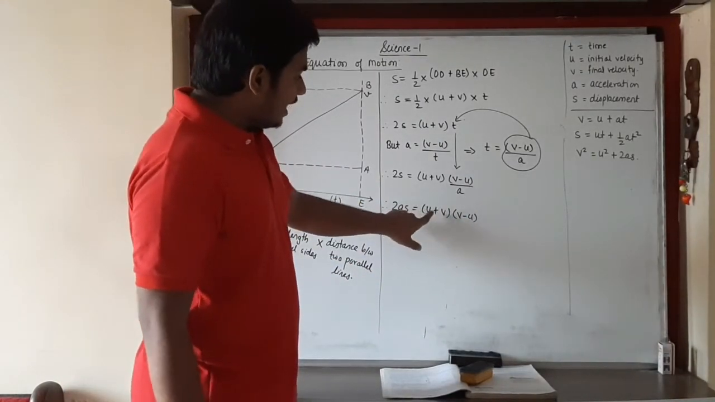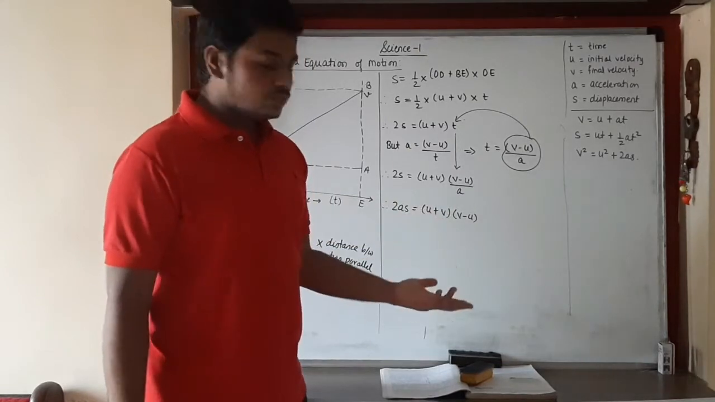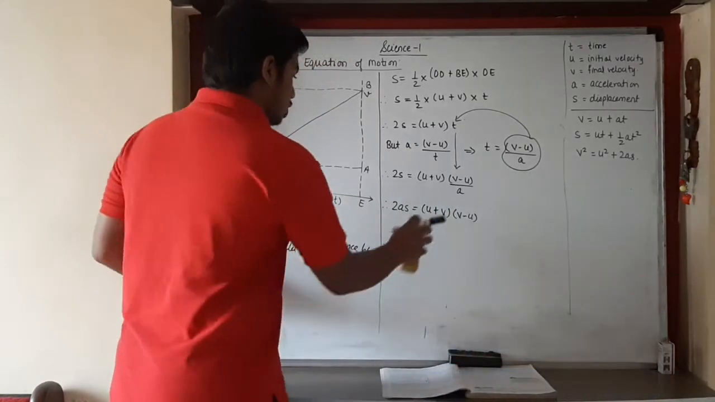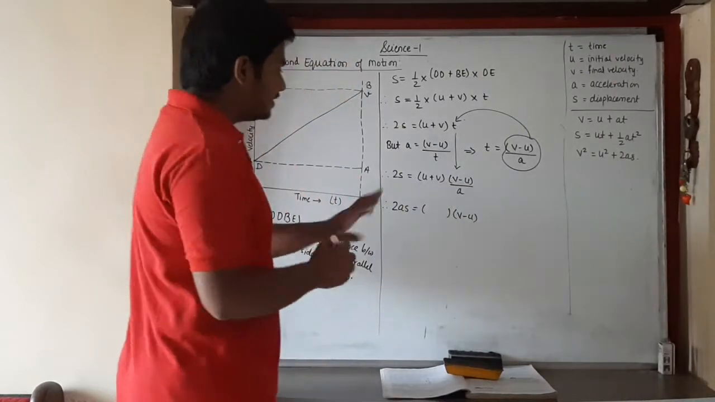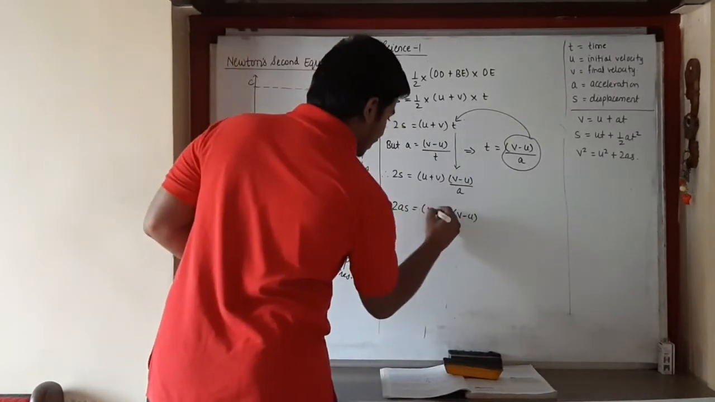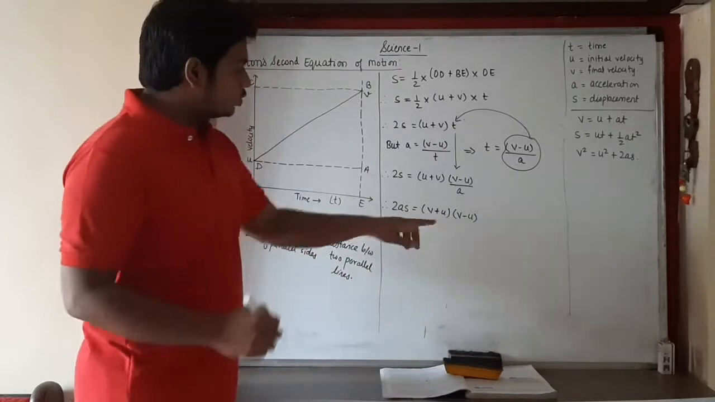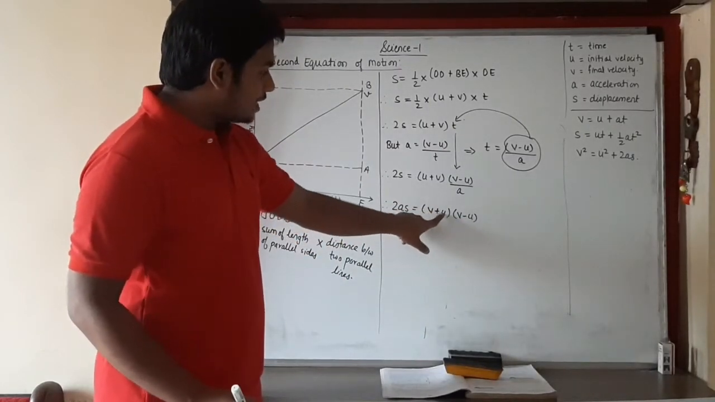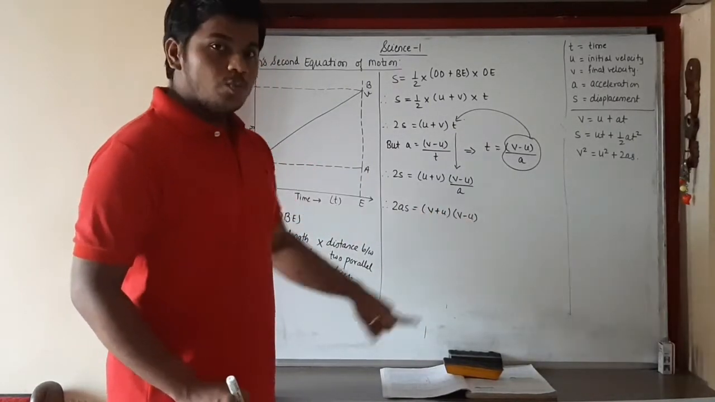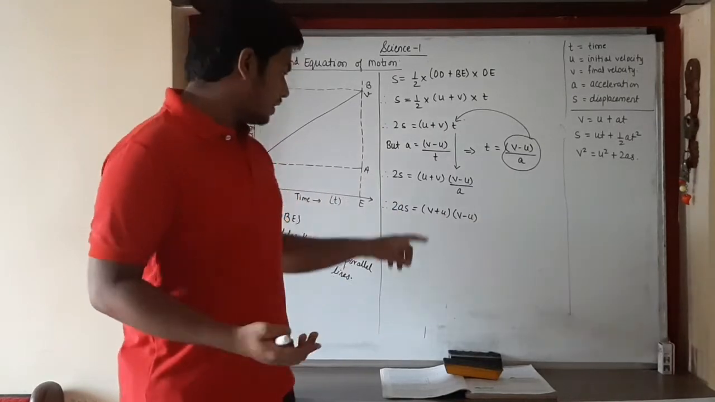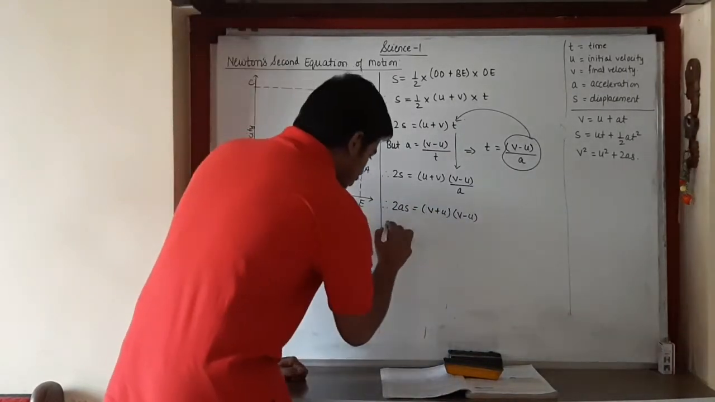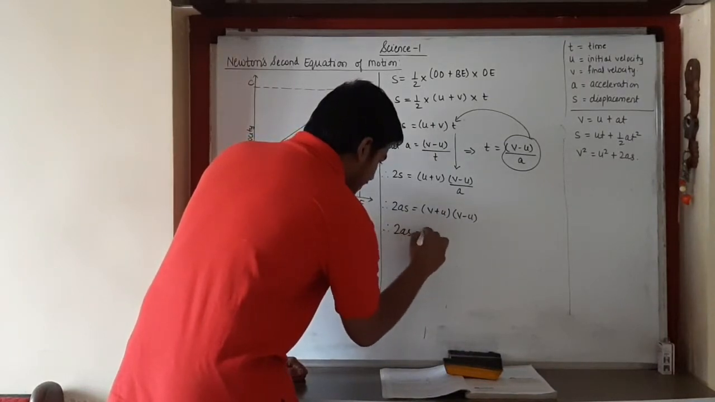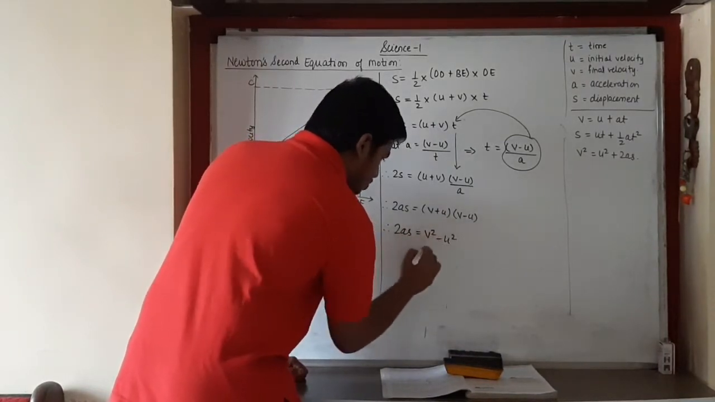Can we write u plus v as v plus u? Yes, it is correct. So in this particular step, I have given you the clear reason why we are writing it as v plus u. Now does this resemble the identity (a plus b)(a minus b), which becomes a square minus b square? In this case it will become v square minus u square. So we have got 2as equals v square minus u square.